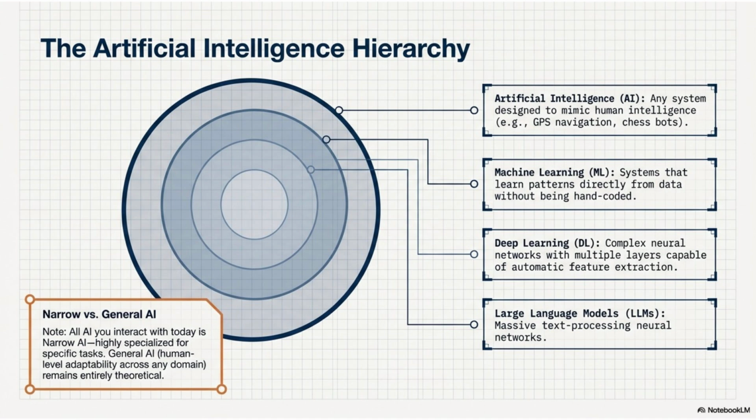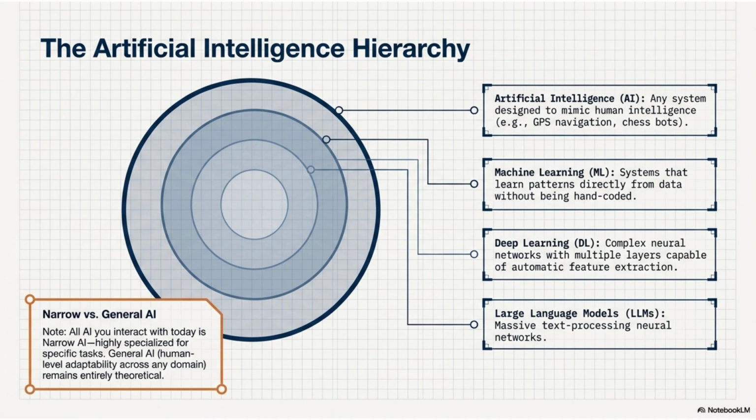But there's a critical distinction right here on this slide: narrow versus general AI. Everything we have today, from Siri to self-driving Teslas, is narrow AI. It's brilliant at one specific task, but cannot learn to do anything else. General AI, the kind that learns any skill like a human, remains entirely theoretical and is likely decades away.